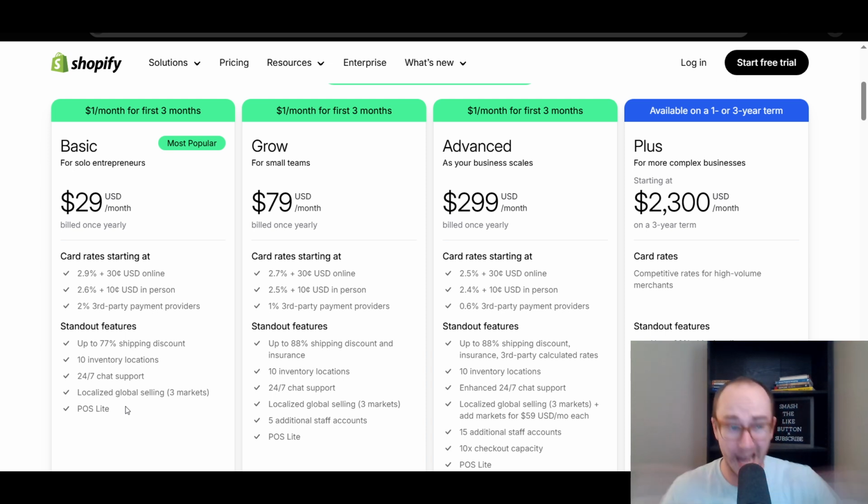But at the end of the day, by and large, for most people, the basic plan is going to be, again, that's why it's the most popular, going to make the most sense for most people. If you do want to save a little bit of money and you don't necessarily care about having a full-fledged website, then the starter plan could be good for you. If you're scaling up, you need multiple staff accounts, you want to save some money on cards, those are really the only reasons, in my opinion, to go with the Grow or the Advanced. Otherwise, you should be good with the basic plan.